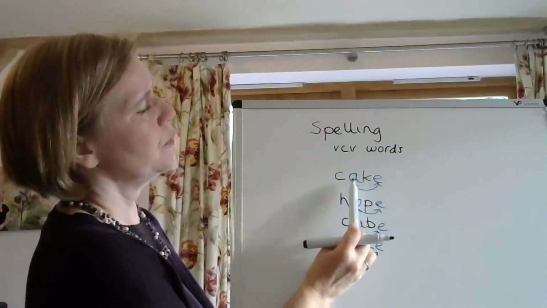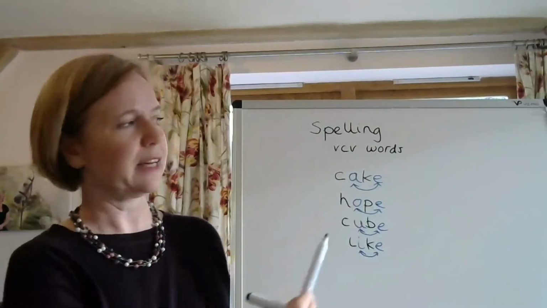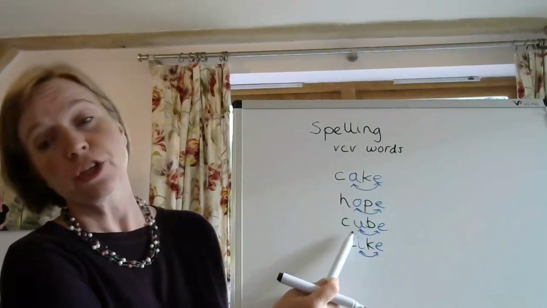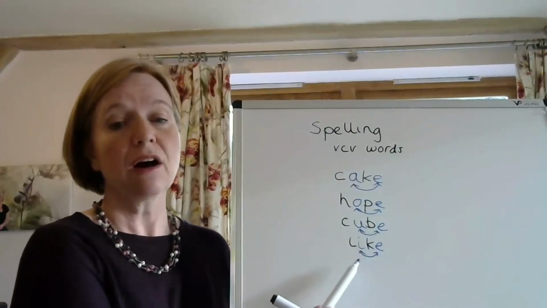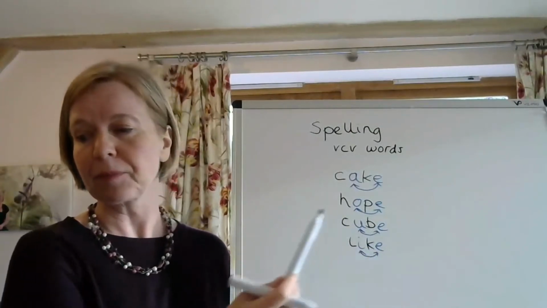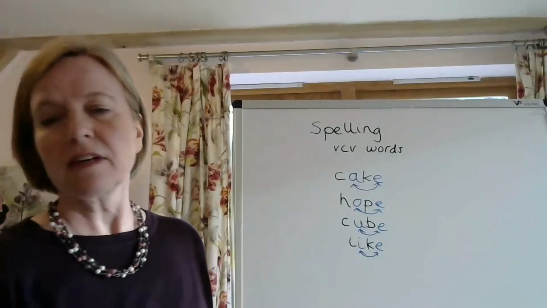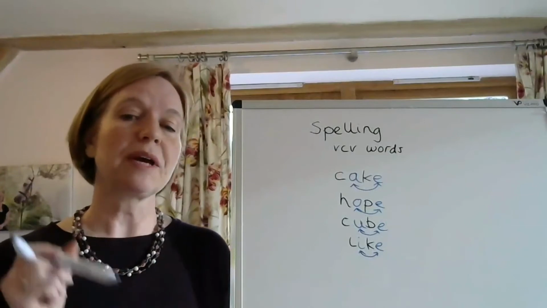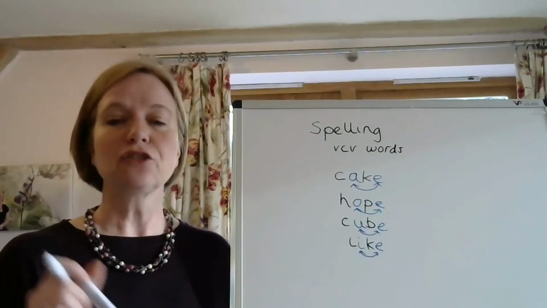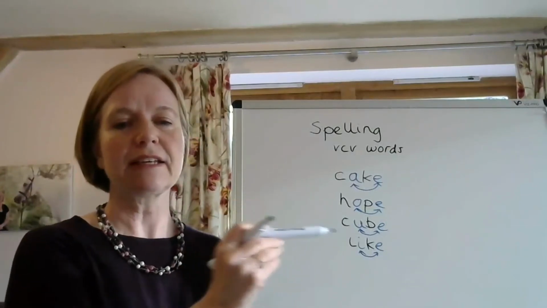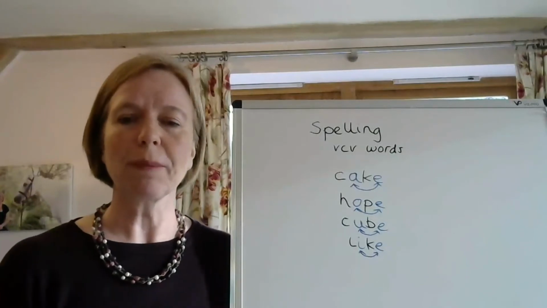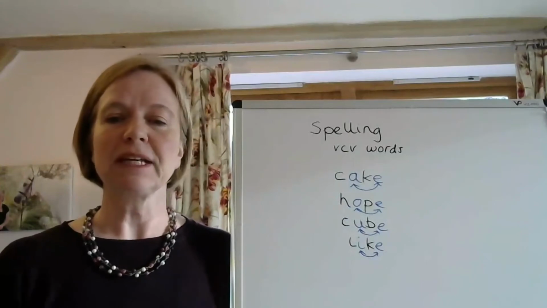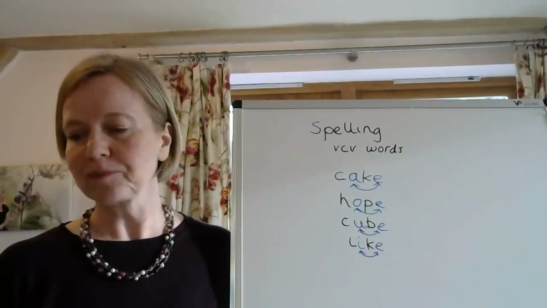So we've got all long vowel sounds. We've got A in cake, O in hope, U in cube, and I in like. Now these are very simple and quite basic words, which I'm taking you back to in this lesson. In lesson 2, we're going to take these a step further and look at more complex words that still have this silent E, this split digraph E pattern.